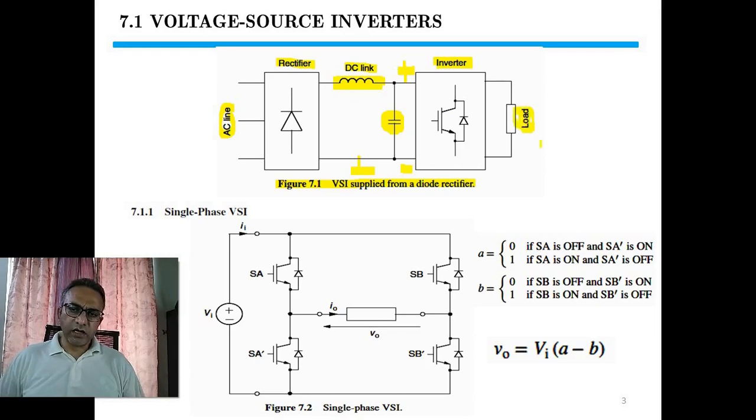Hence, the load is AC load. In this diagram specifically, the author has shown a single phase output inverter. However, we can get many phase output inverters. But the most common inverters are single phase inverters and three phase inverters as required by the load. If the load is single phase, then we need a single phase inverter. If the load is three phase, then we need a three phase inverter.